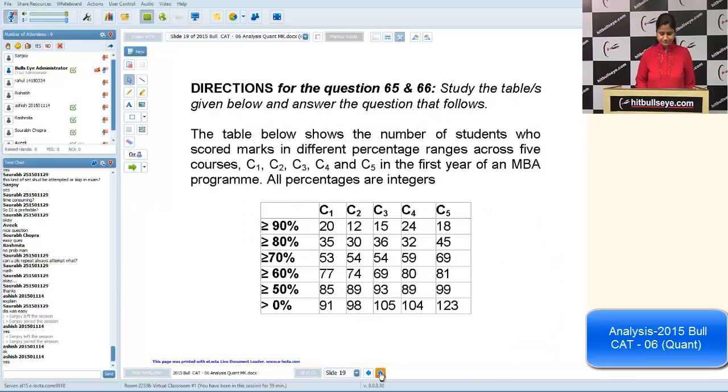Let us move. Question number 65 and 66. Any problem in this?